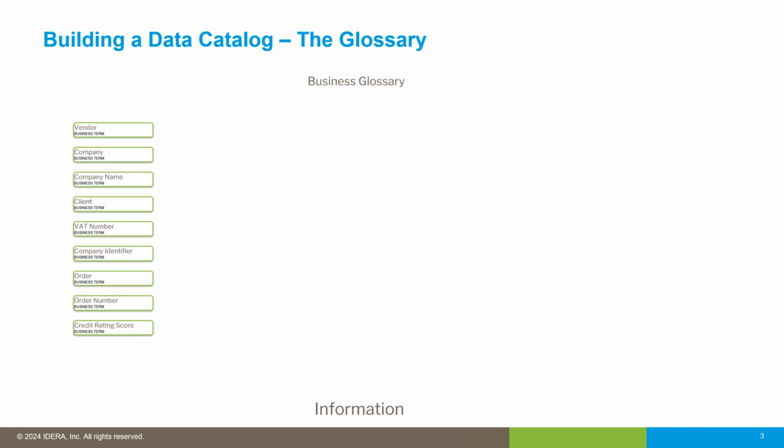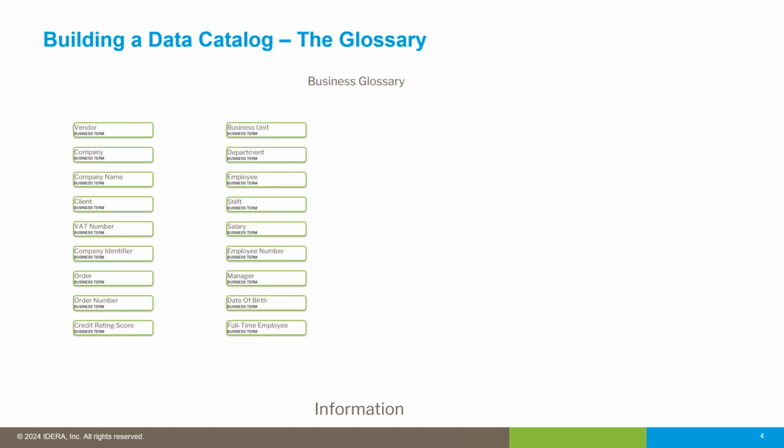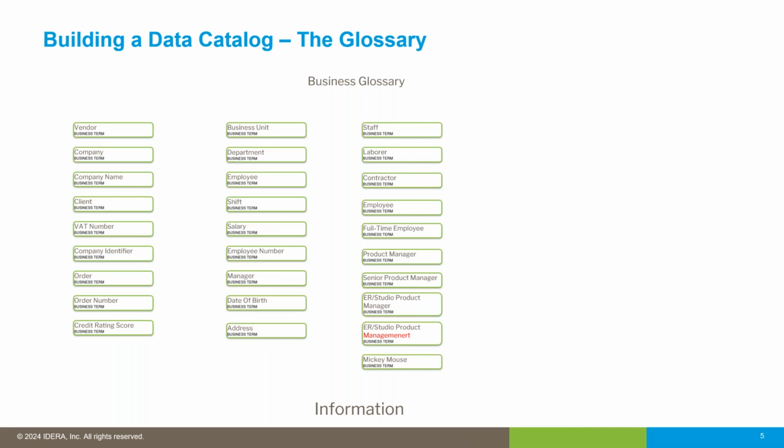Great, so we get some business terms coming in. Here we can see on the screen, vendor, company name, all good stuff. And then it starts to grow. Okay, business unit, department, employee, really good, useful information. And then things start to grow. Okay, so I'm now seeing here, I've got some spelling mistakes and some duplicates. I've got some synonyms and homonyms and someone having a bit of a joke here. Okay, things are starting to grow.